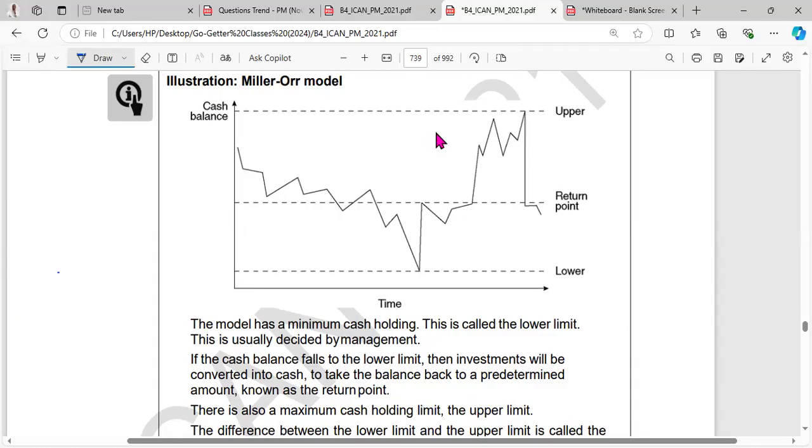When cash is moving up and down here, within the safe limit, nothing is happening, you allow it to play. The moment it touches the lower limit, it has triggered a bell.